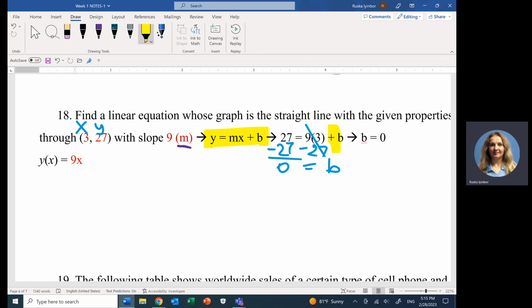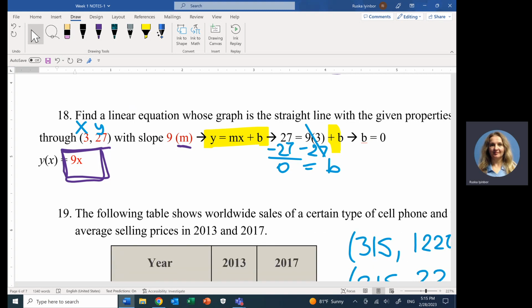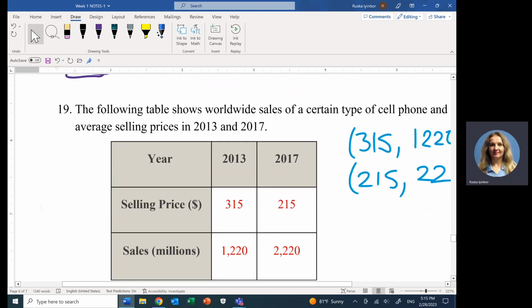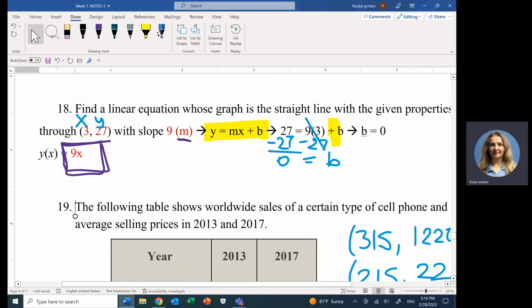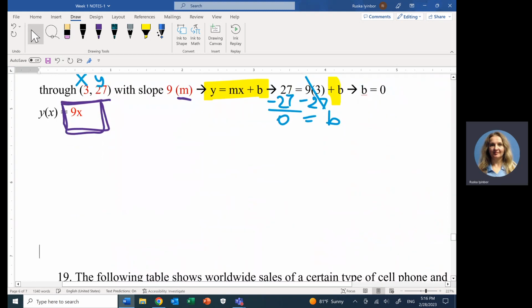9 times 3 is 27. Subtract 27 from both sides. These cancel, and you get 0. So you get b equals 0. After you get your b, you write the equation. y equals, or f of x equals, 9x, because the slope is 9, plus 0, which is just 9x. You don't put plus 0 in this case, if it's 0. Okay? So that's how you do number 18. Number 19, it's a few. So let me move it down so I can have it in one page.